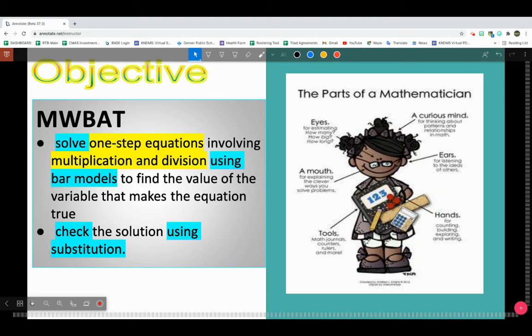And then last but not least, we're always going to check to make sure that our answer is correct by substituting our answer for the variable, plugging it back into the equation and seeing if the equation is true. If it's not equal, then that means my answer is incorrect and I've got to go back and redo my math to see if I can get a different answer that'll make that equation true. But let's get into it.